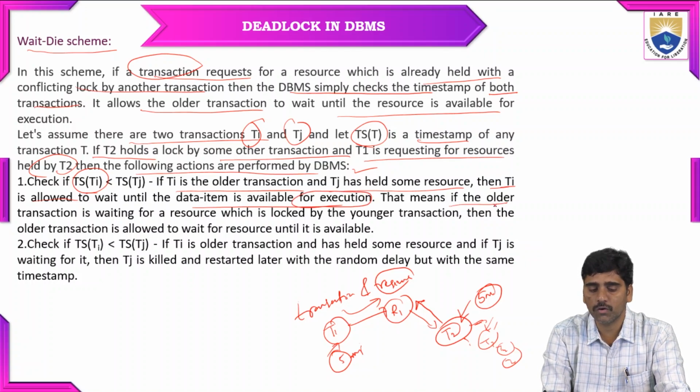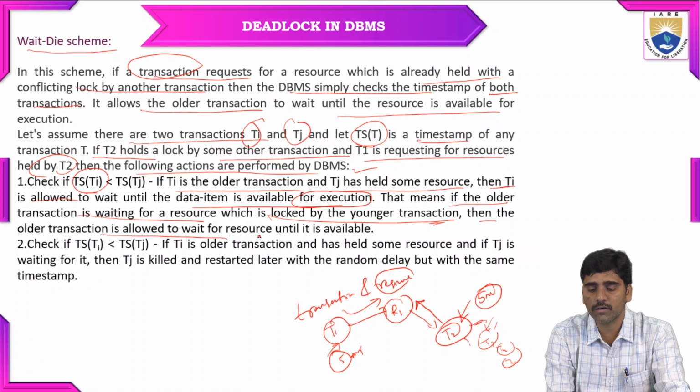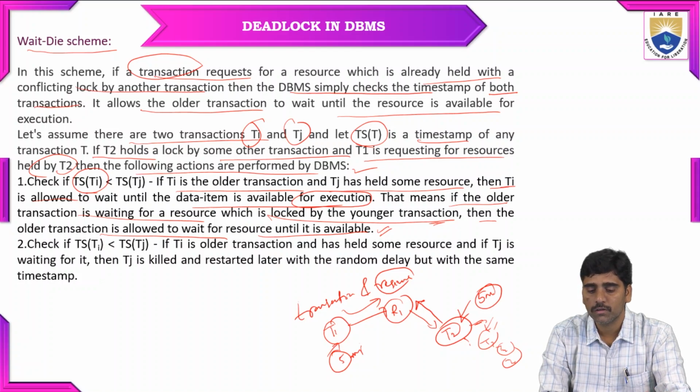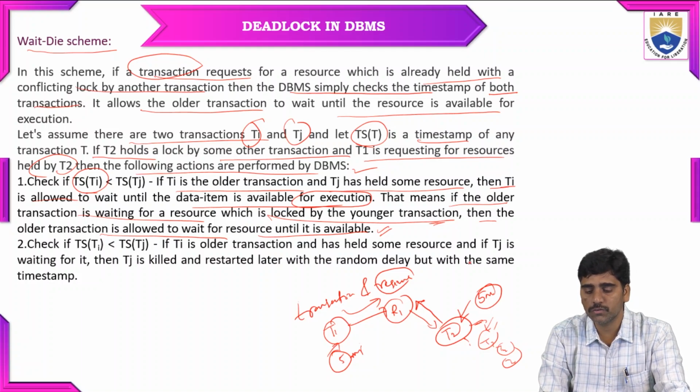That means if the older transaction is waiting for a resource which is locked by the younger transaction, then the older transaction is allowed to wait for the resource until it is available. That older transaction has to wait for some amount of time because it is already in the waiting state. The younger transaction is executed first, then the older transaction waits for a long time.